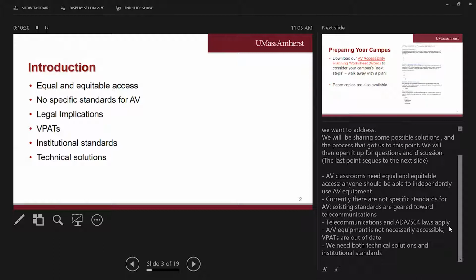So we're looking for solutions, and these have to be both technical solutions and institutional solutions. We have to figure out the policies and the guidelines to go with these solutions.